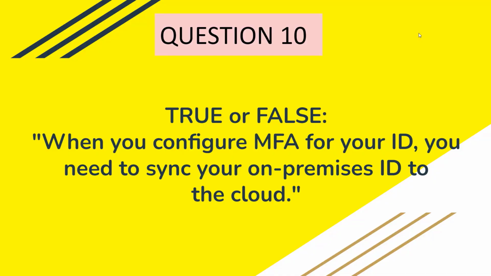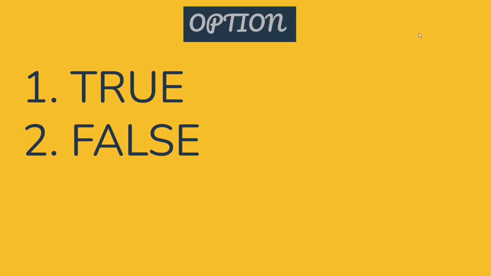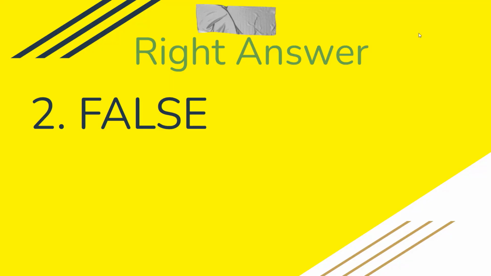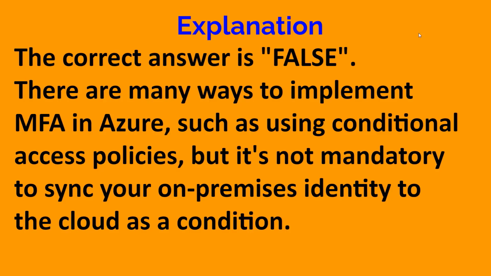Question 10. True or false? When you configure MFA for your ID, you need to sync your on-premises ID to the cloud. Option 1. True. 2. False. Right answer. 2. False. Explanation. The correct answer is false. There are many ways to implement MFA in Azure, such as using conditional access policies, but it's not mandatory to sync your on-premises identity to the cloud as a condition.